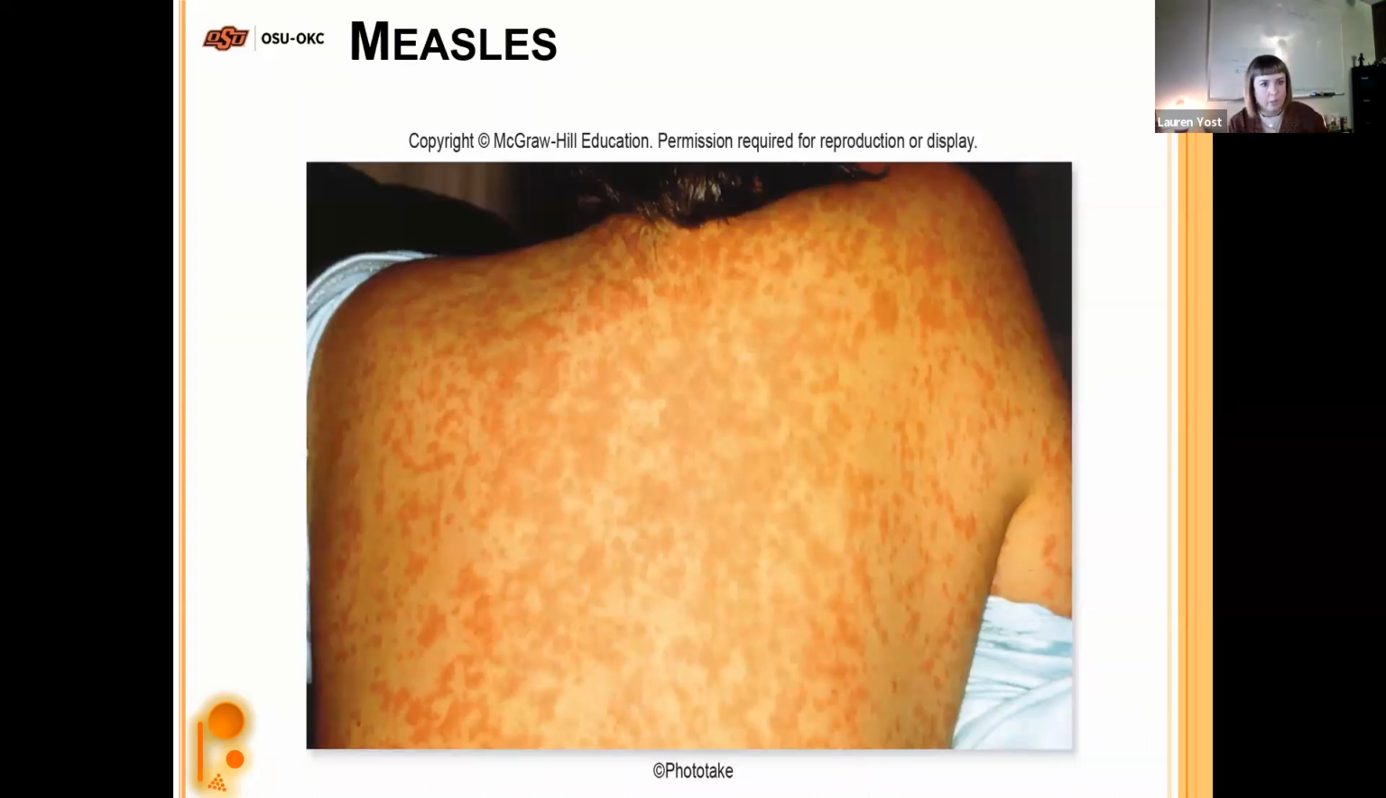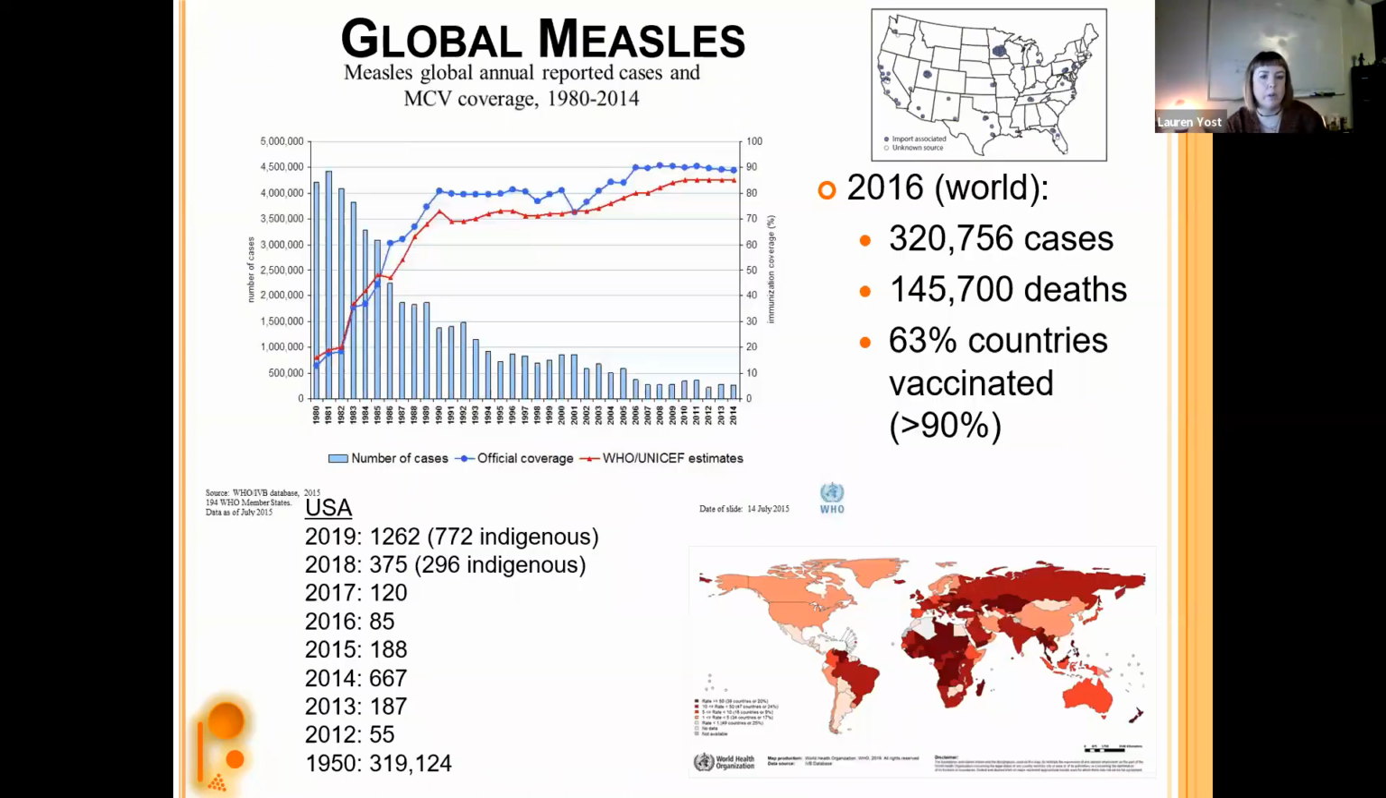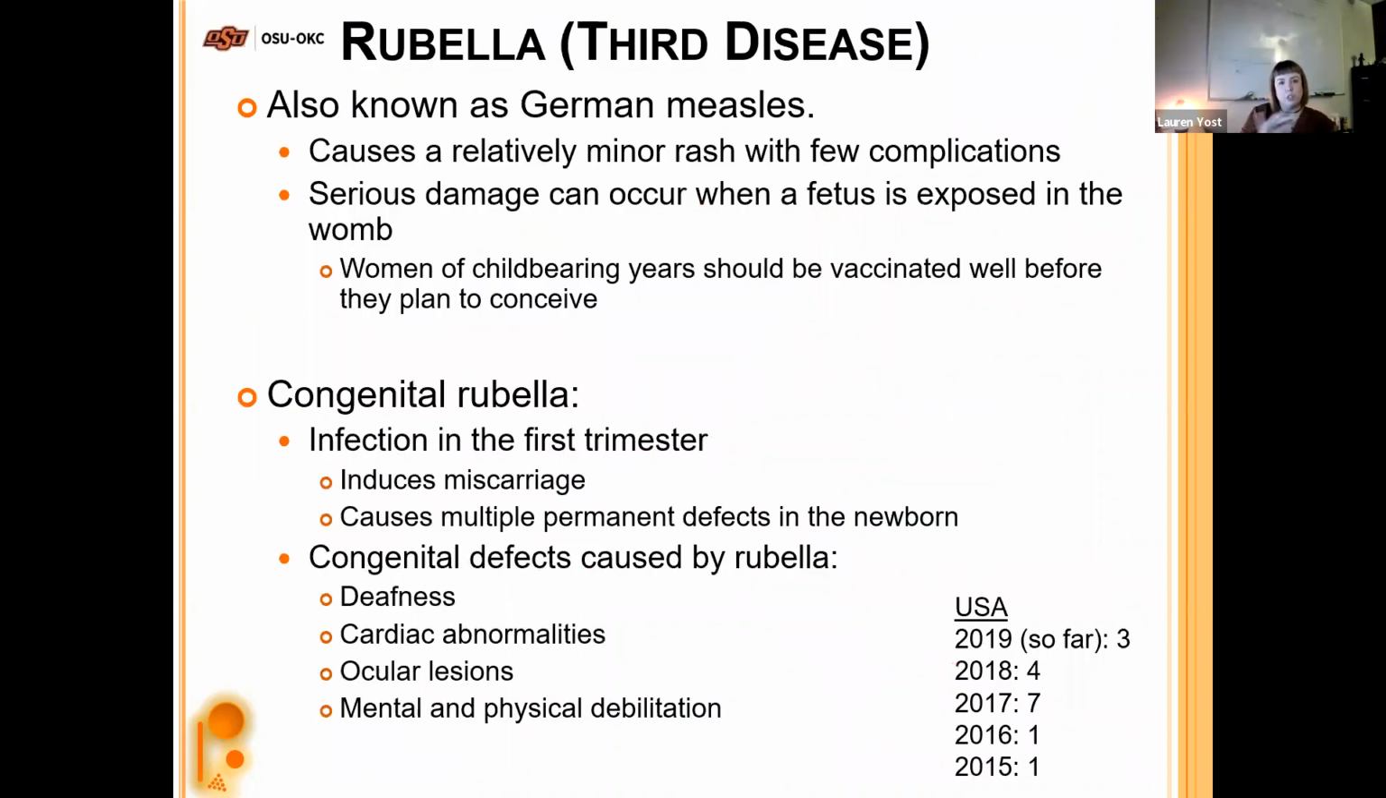Measles picture. Global measles numbers. Look at it if you want to. You can pause this video. Rubella is third disease. It's also known as German measles. It's not the same thing as the measles. It is rubella, okay?